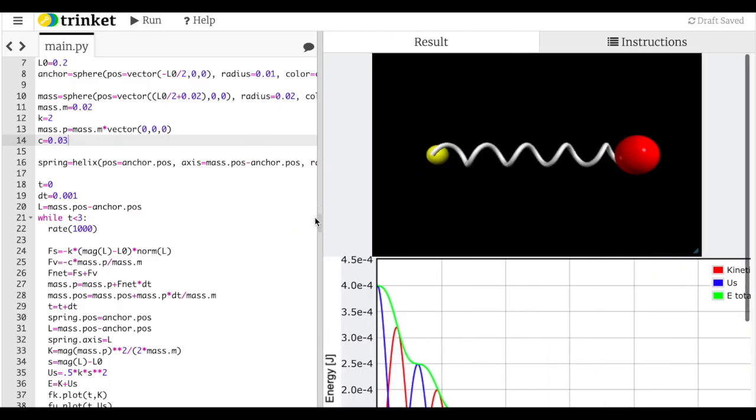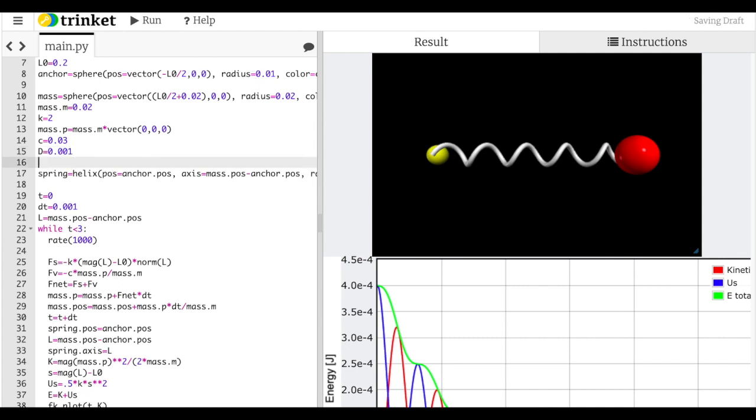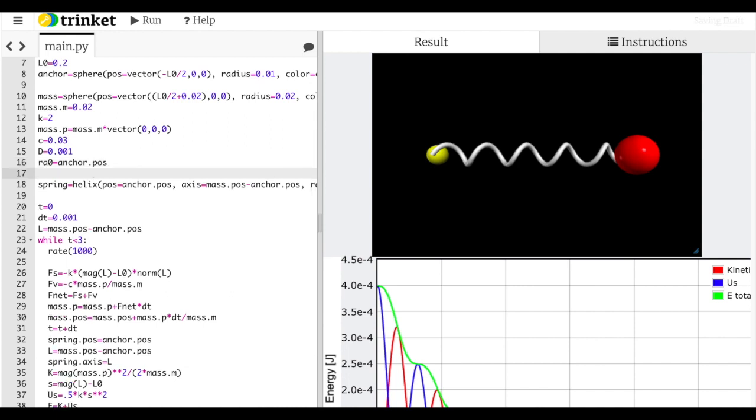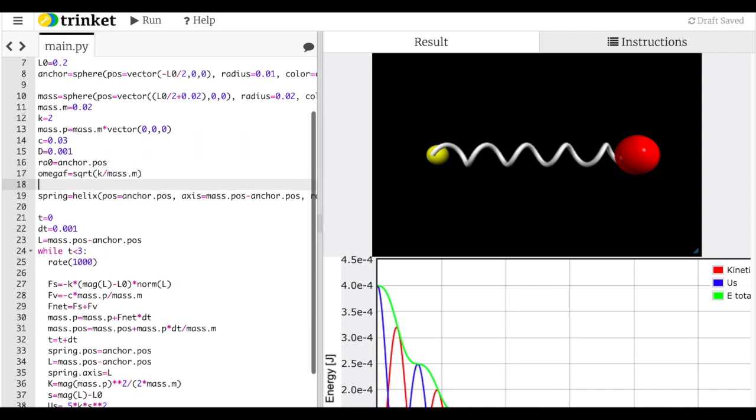So here's the old damping program. Let's add in our new constant. So I have d equals 0.001. I need the initial position. So let's call that RA0, just like I did before, and it's just going to be anchor.pos. That's where it starts. And then I need, let's call this omega f for the spring, the natural spring frequency. This is going to be the square root of k divided by mass.m. And then omega d, the driving frequency, is going to be 0.9 times omega f.